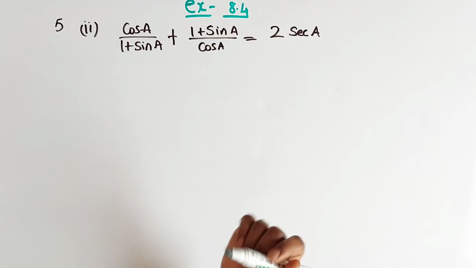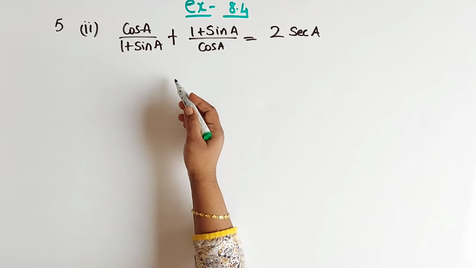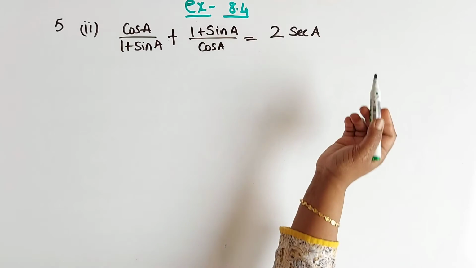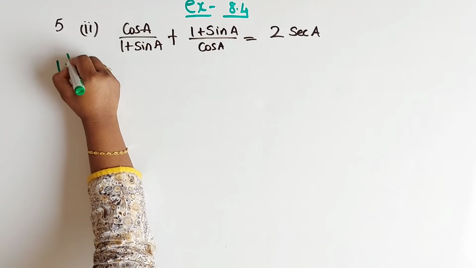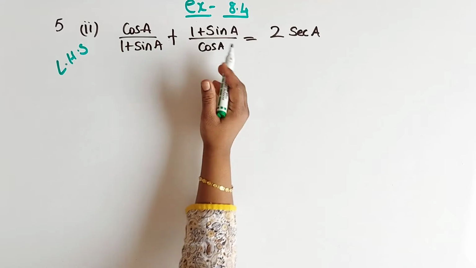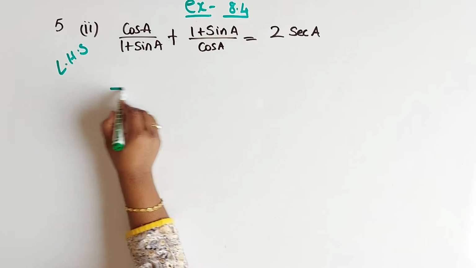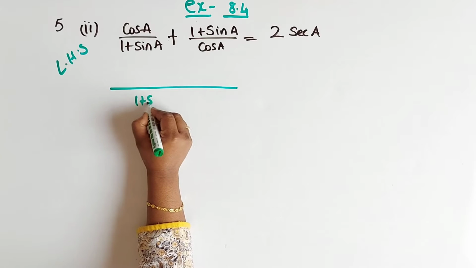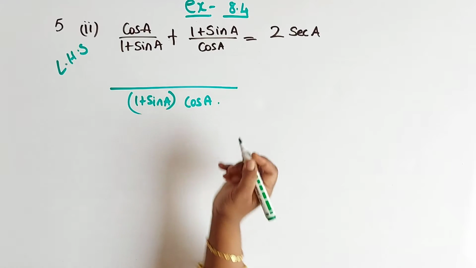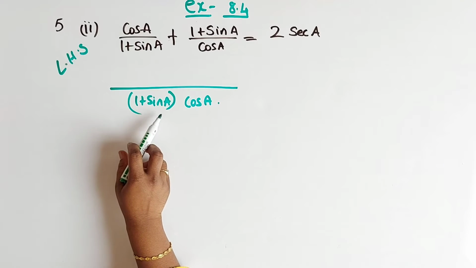Now second question, children. cos A divided by (1 plus sin A) plus (1 plus sin A) divided by cos A equal to 2 secant A. Right? Let us start from the LHS side. Cos A by 1 plus sin A, here 1 plus sin A by cos A. Take LCM, (1 plus sin A) into cos A here. Correct.